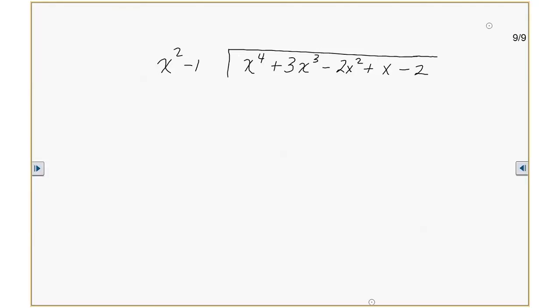Now, is anything missing in here? 4, 3, 2, 1, 0.